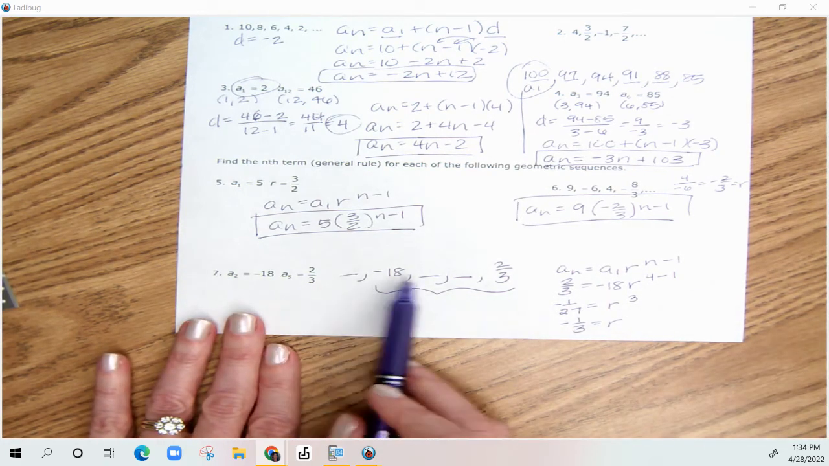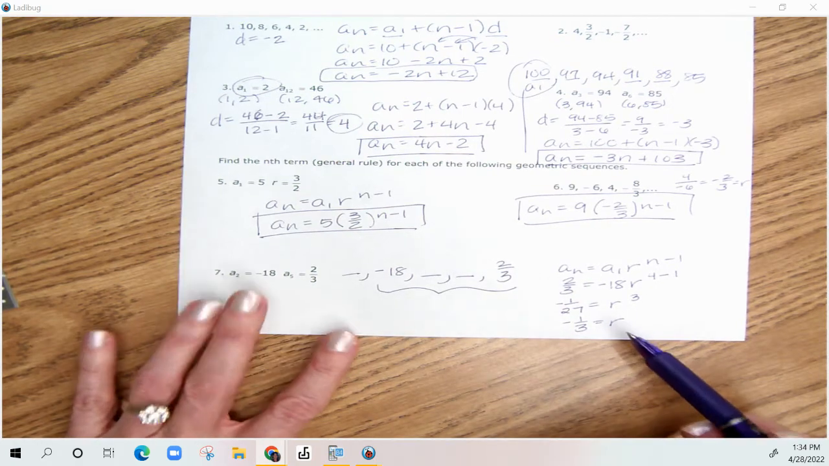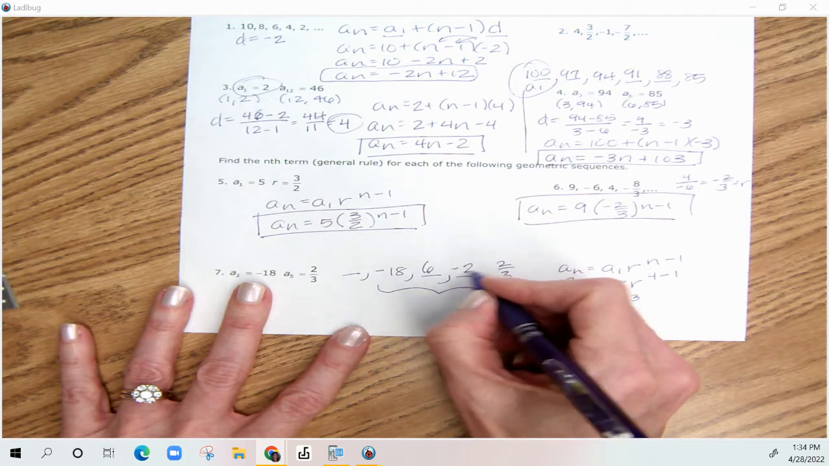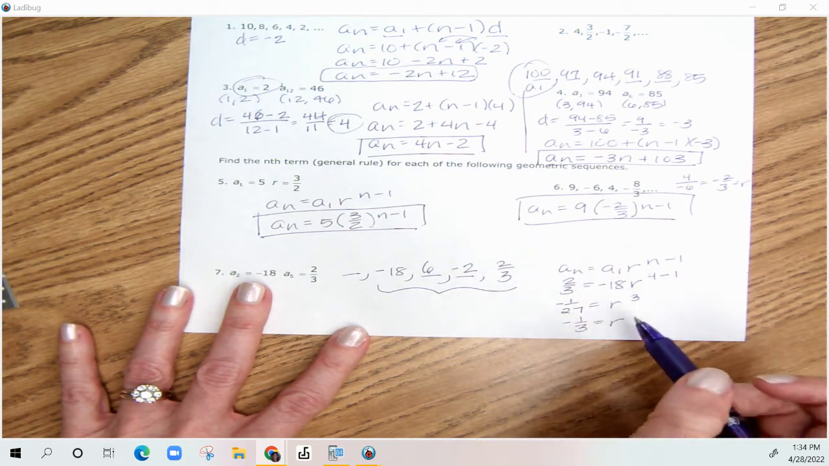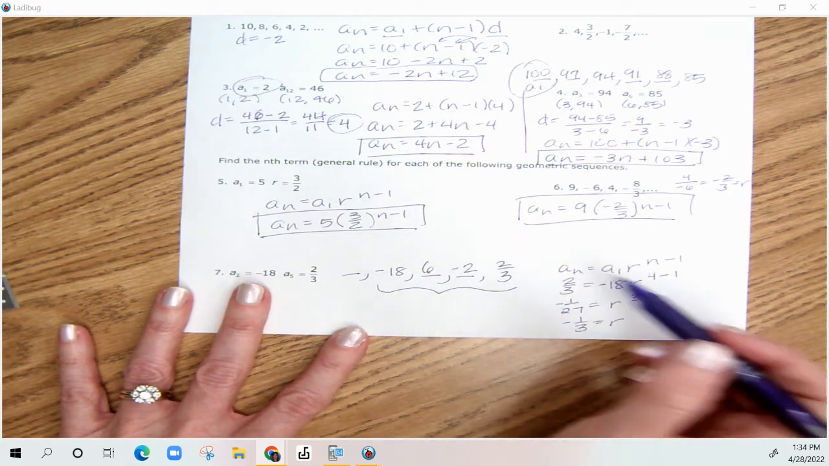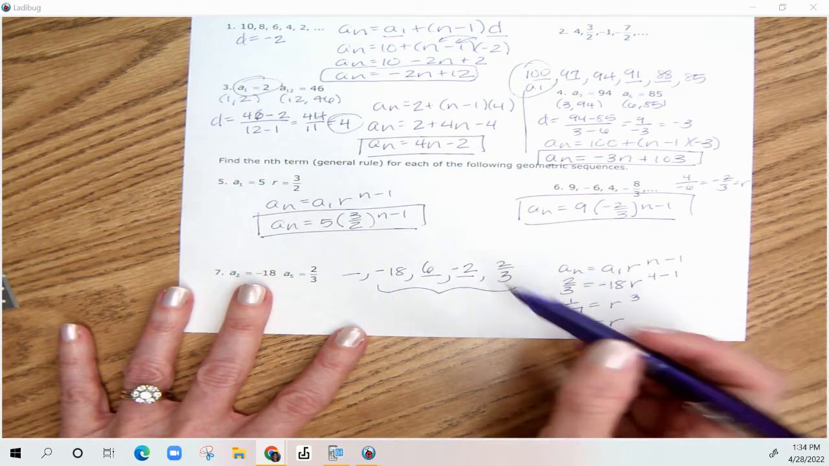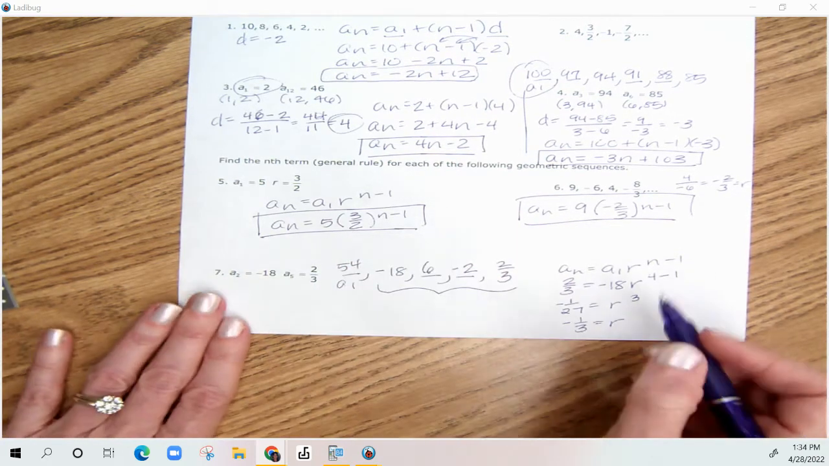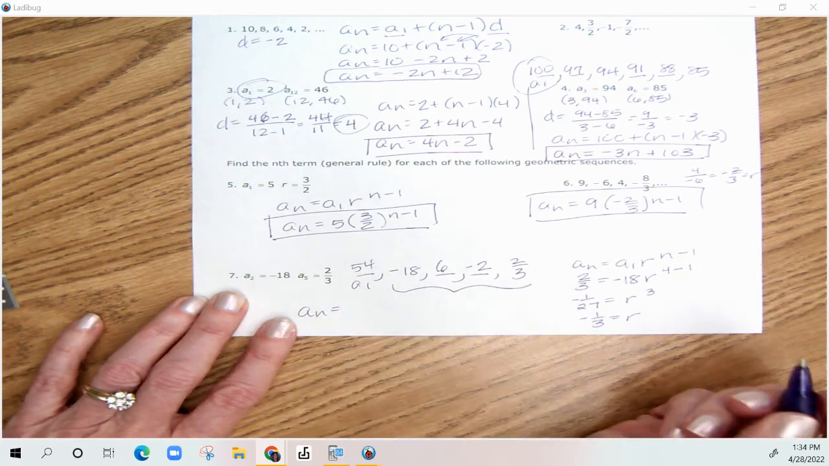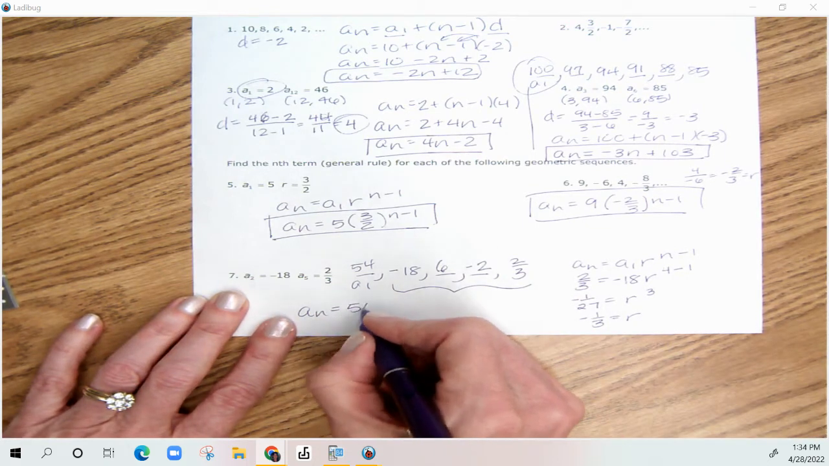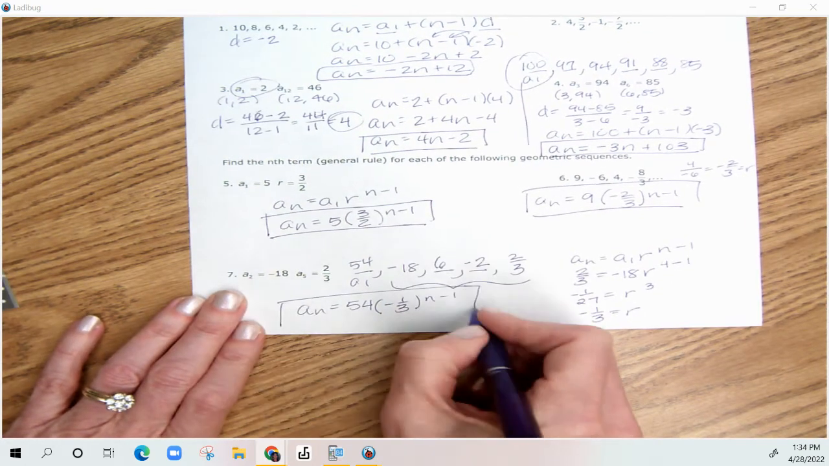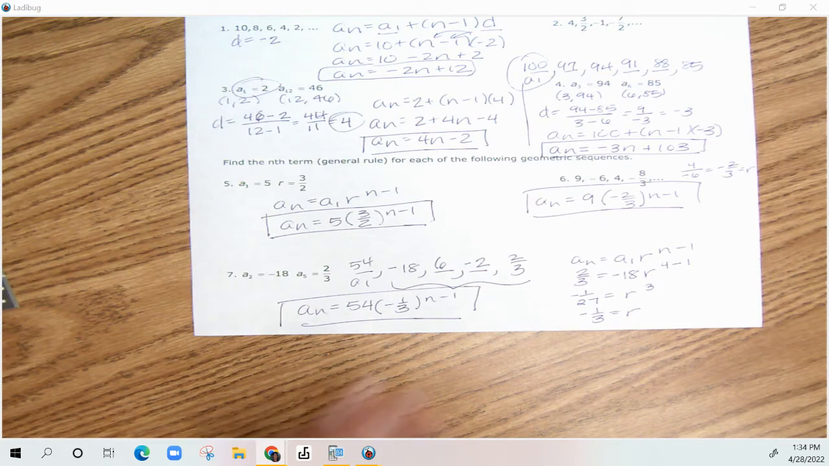So if I move forward in the sequence, -18 times -1/3 is +6. 6 times -1/3 is -2. -2 times -1/3 is 2/3. If I multiply to go forward, I have to divide to work myself back, and 18 divided by -1/3 is 54. So now that I have a sub 1, I have r. So my general rule is a sub n equals 54 times -1/3 to the n minus 1 power. Okay, so this first page is done.